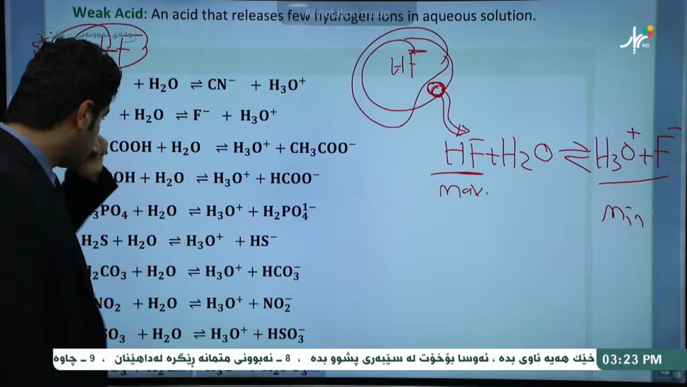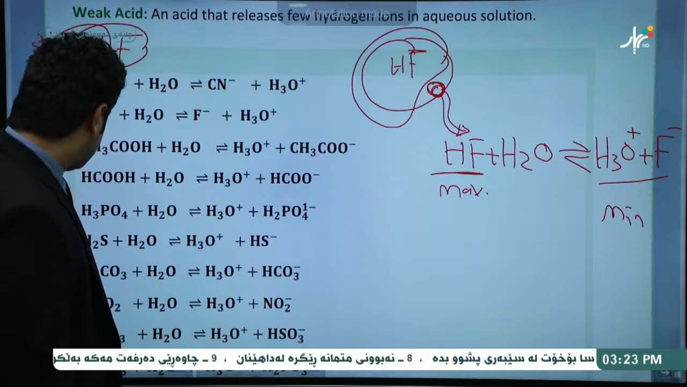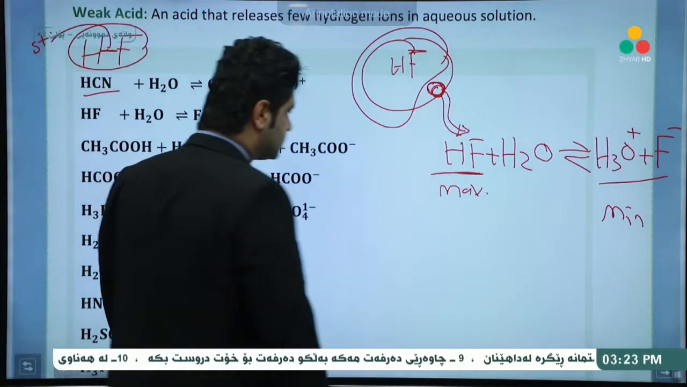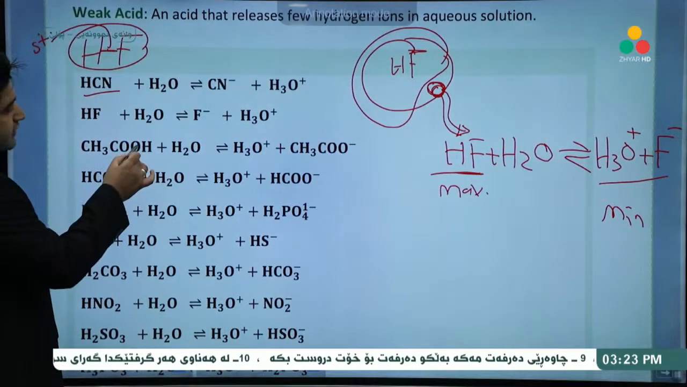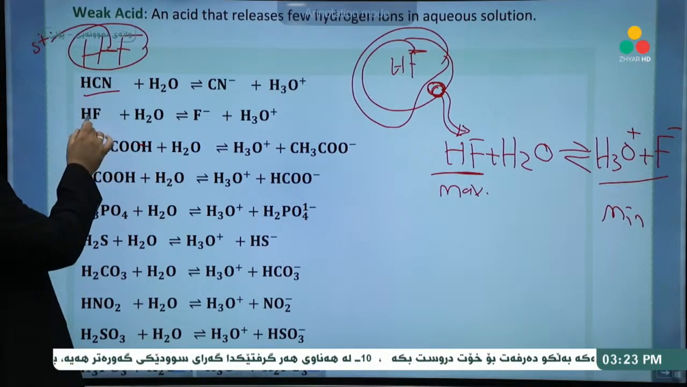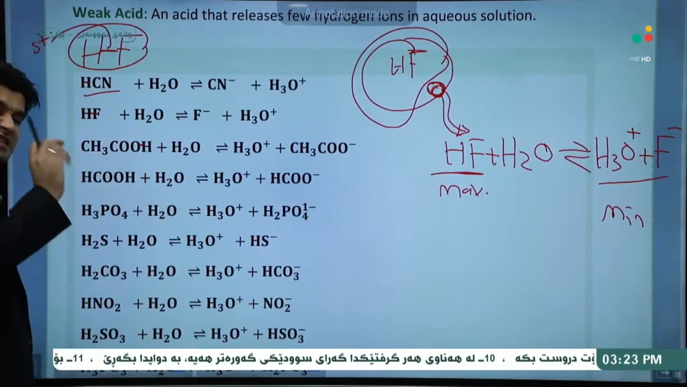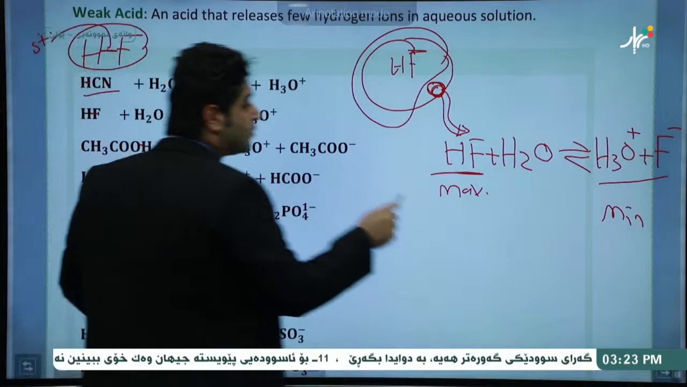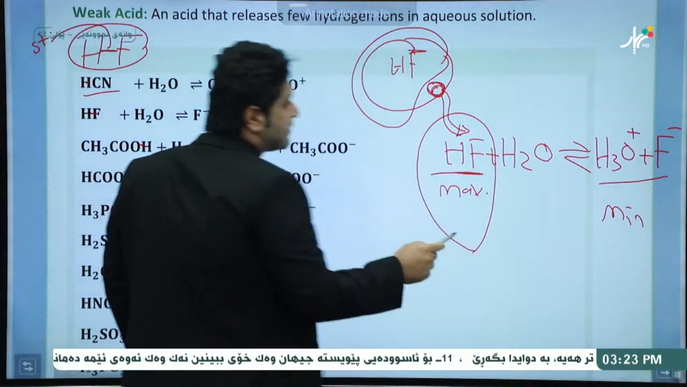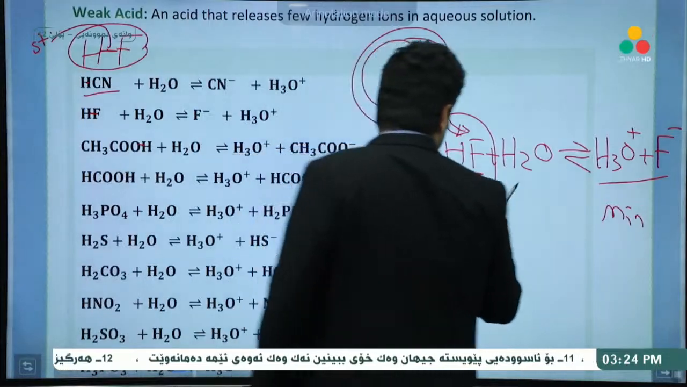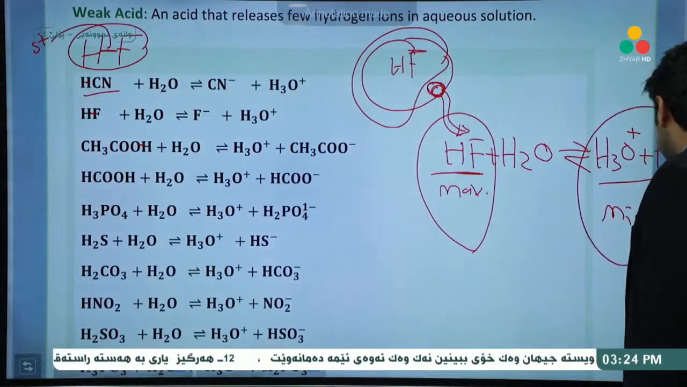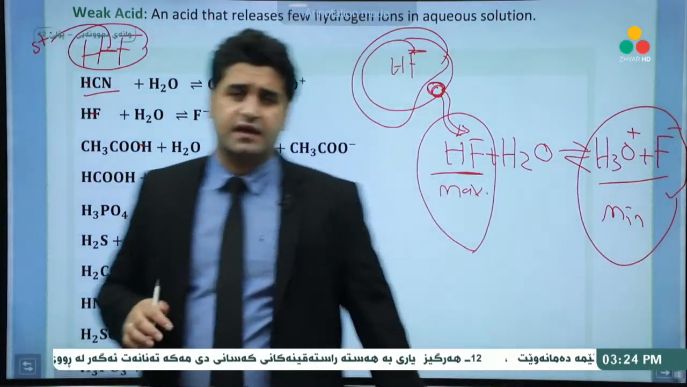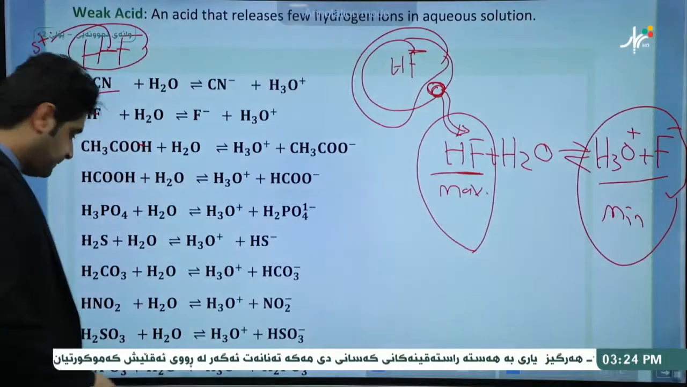Well, another example, for example, we have HCN or any of these acids. Because they have a strong interaction between positive and negative ion, they ionize only by a small amount. So the largest concentration is the molecule of the electrolyte, and the lowest concentration is for the ions. That's about weak electrolytes, but we have the exact reverse in the case of strong electrolytes.